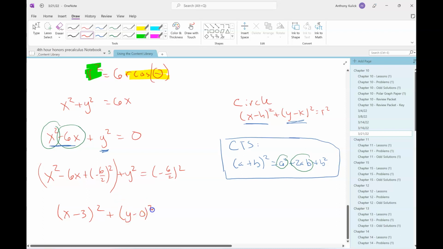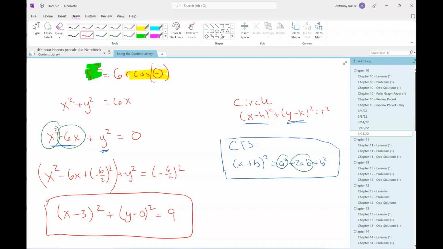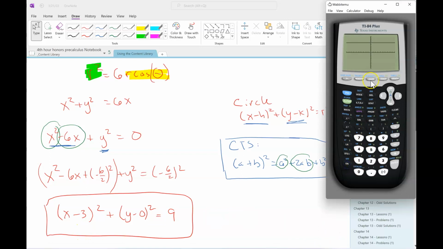And then we have our like y minus 0 if you'd like. And then instead I'm just going to write that as 9. Negative 6 divided by 2 is negative 3. Negative 3 squared is 9. So this thing should be a circle centered at 3, 0 with radius 3. Everybody agree? Let's take a look. 6 times cosine theta. Whoa! Sure looks like a circle centered at 3, 0, radius 3.